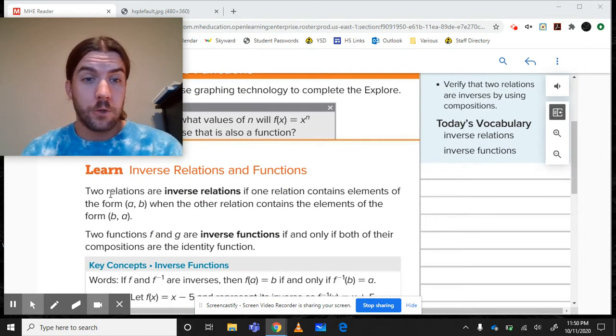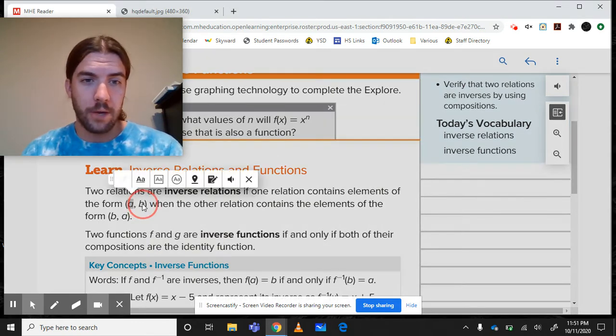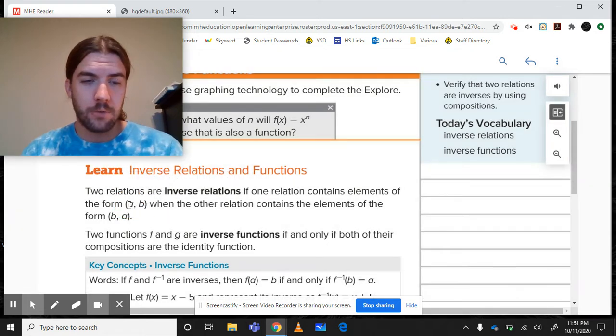So let's go over this. Two relations are inverse relations if one relation contains elements of the form a comma b, when the other relation contains elements of the form b comma a. Okay, so when they say relations, we're just saying the relation between these two numbers, like a point on a graph could be thought of as a relationship between two numbers, between our x value and our y value. Okay, so they're giving those values the label a and b in this. So inverse relations would be like 3 comma 2 is the inverse to 2 comma 3.